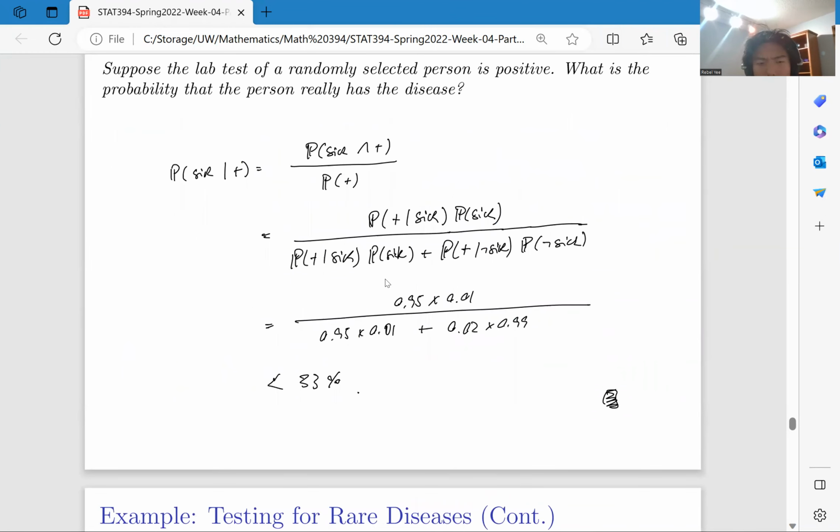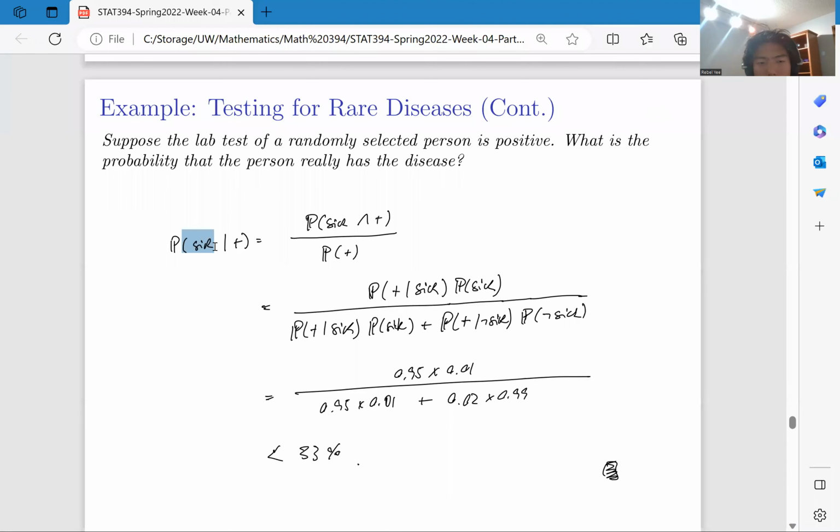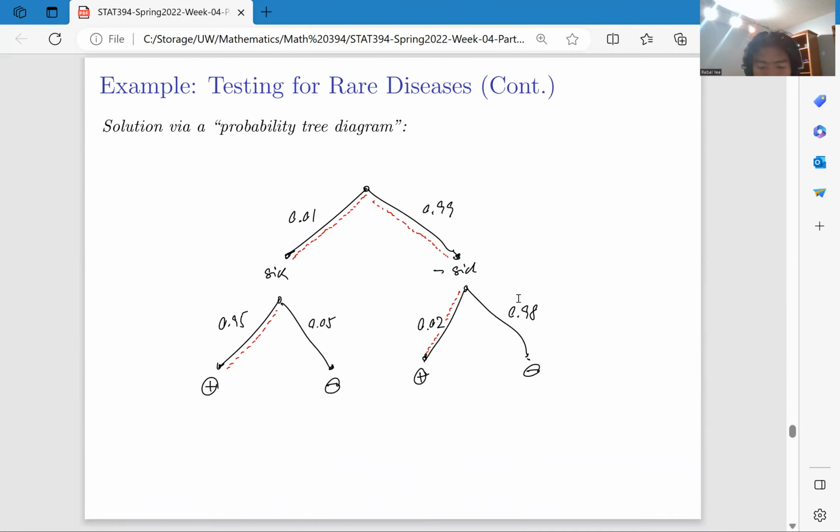So if we want to find out some subset given a condition, we just use the law of total probability to calculate the probability of that condition as the denominator. Especially when we know this probability and this probability, we just separate the subset in the denominator out as a numerator to calculate its probability.